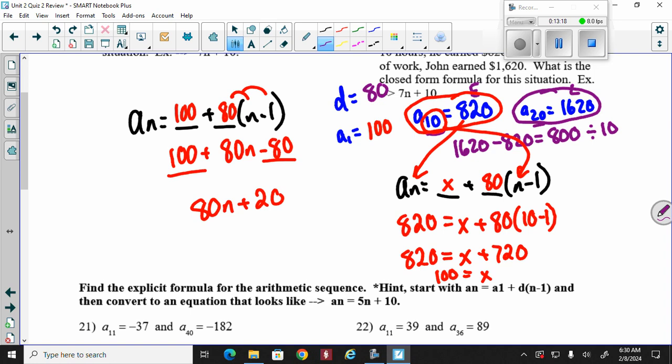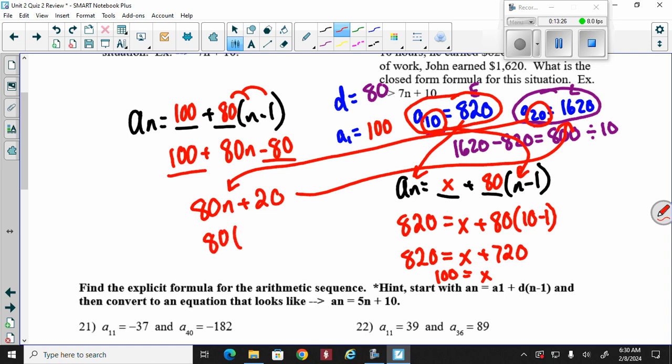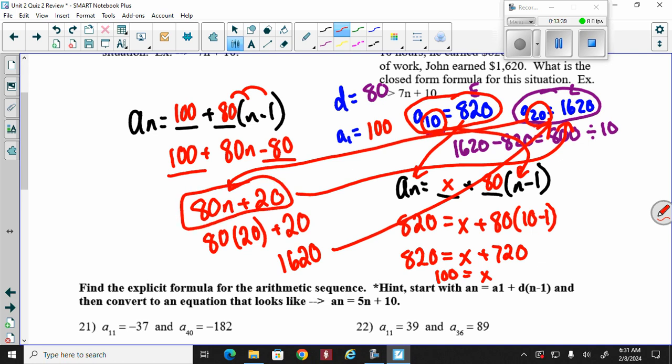There we go. Now, just for checking, I'm going to choose this. If I plug in 20 here, I should get 1620 there. So that means, and this is just checking my work, because remember, there's no reason why you should be guessing on this. All right, that ends up being 1620. That is a match, so yes, this is my answer.